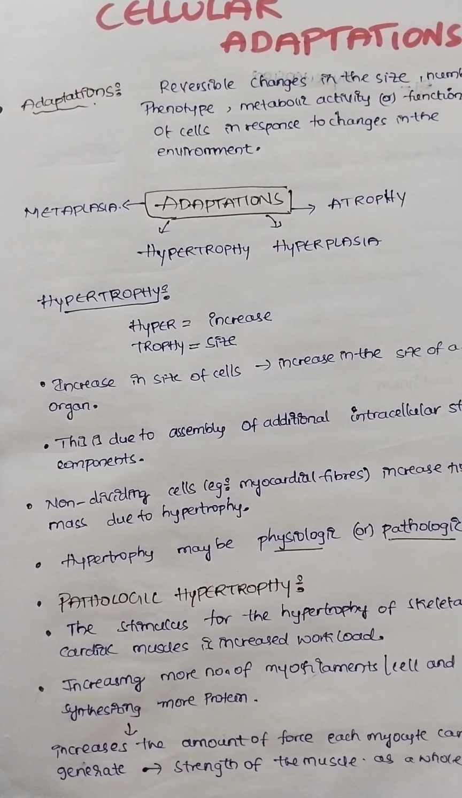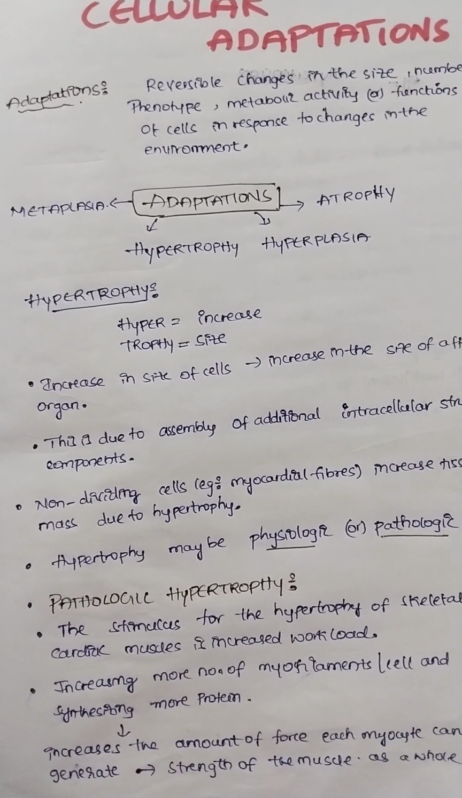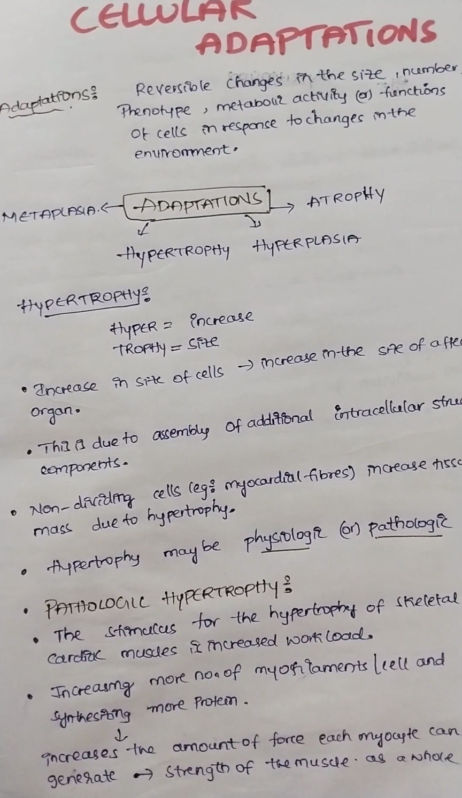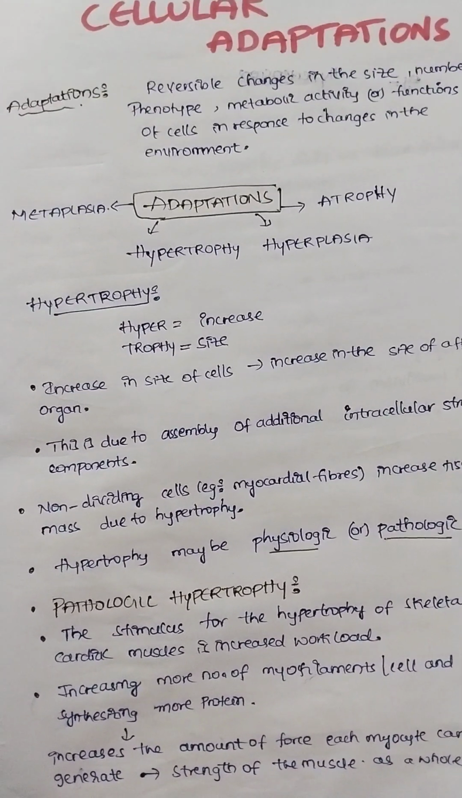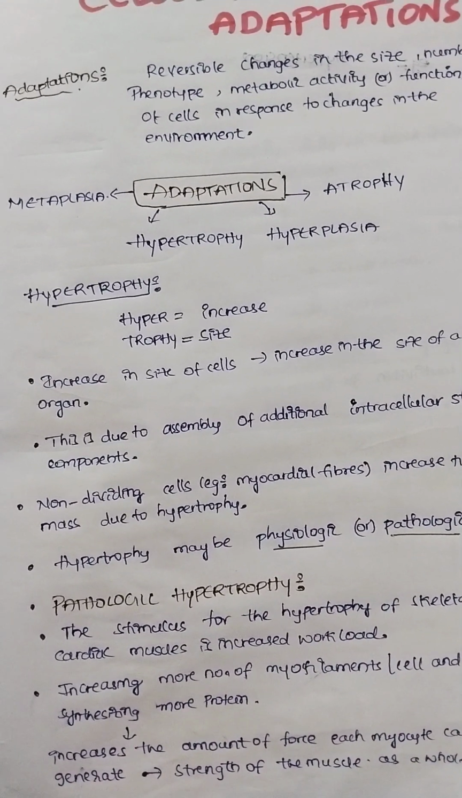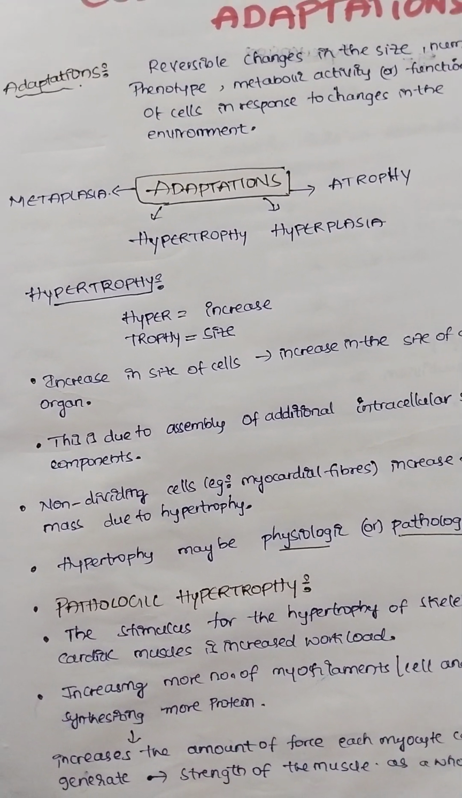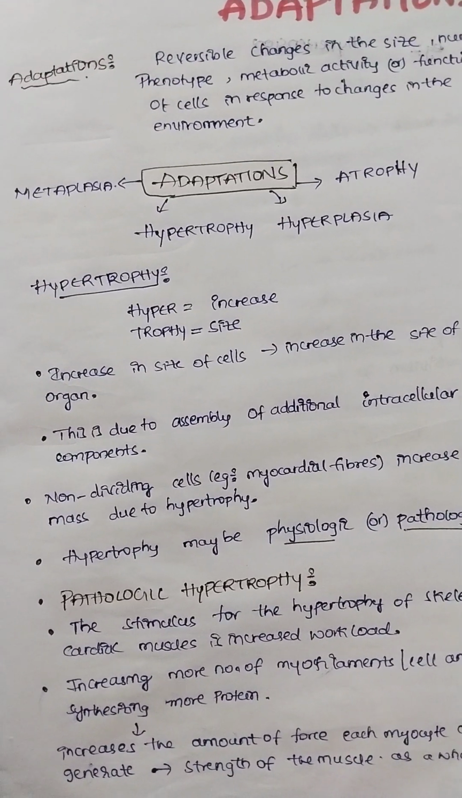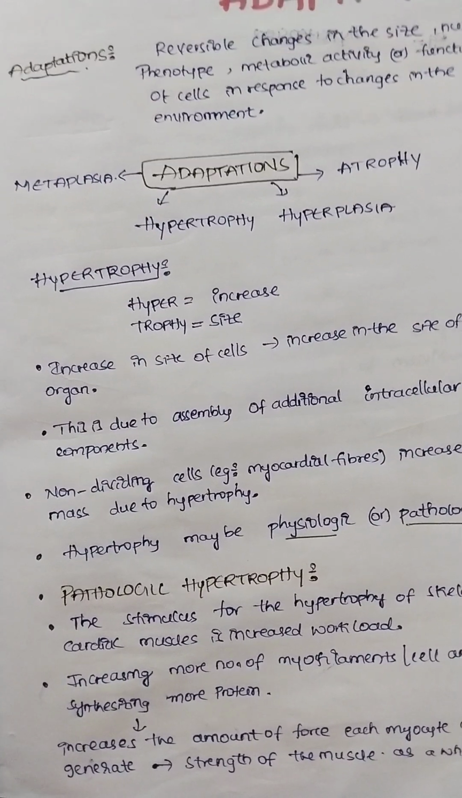What is meant by adaptation first? These are reversible changes in the size, number, phenotype (meaning physical appearance), and metabolic activity and functions of cells in response to changes in the environment. What are these adaptations? How are these classified? Mainly we are bothered about the hypertrophy, hyperplasia, atrophy and metaplasia adaptations.